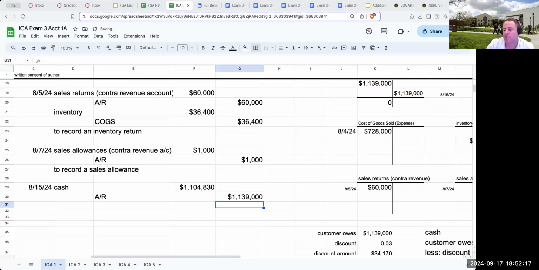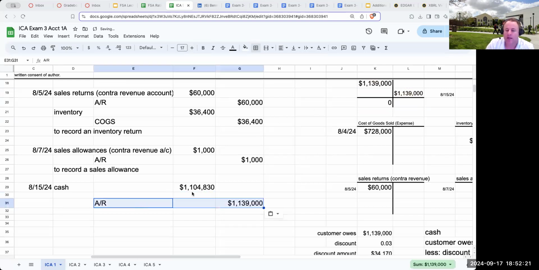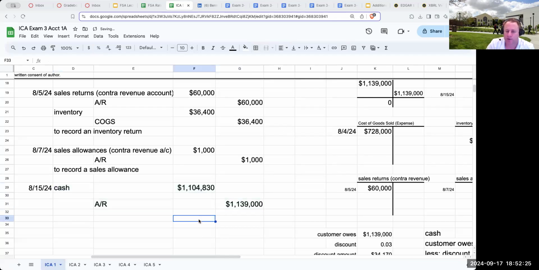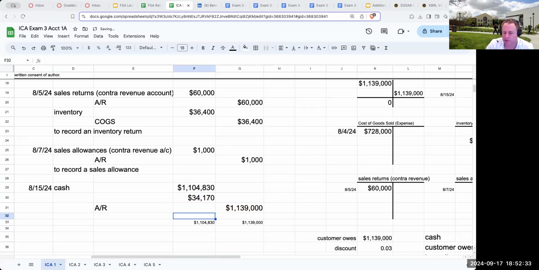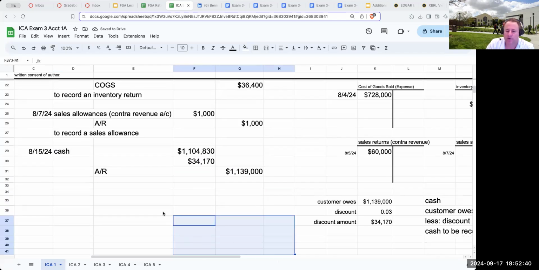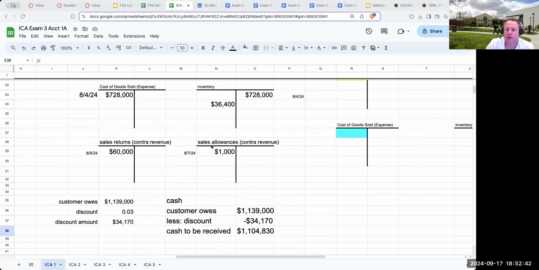Now, the problem I have with this journal entry is that my total debits do not equal my total credits. What do I need to do to balance? Well, I need a difference over here of 34,170. What we're going to call this is what we call a sales discount.